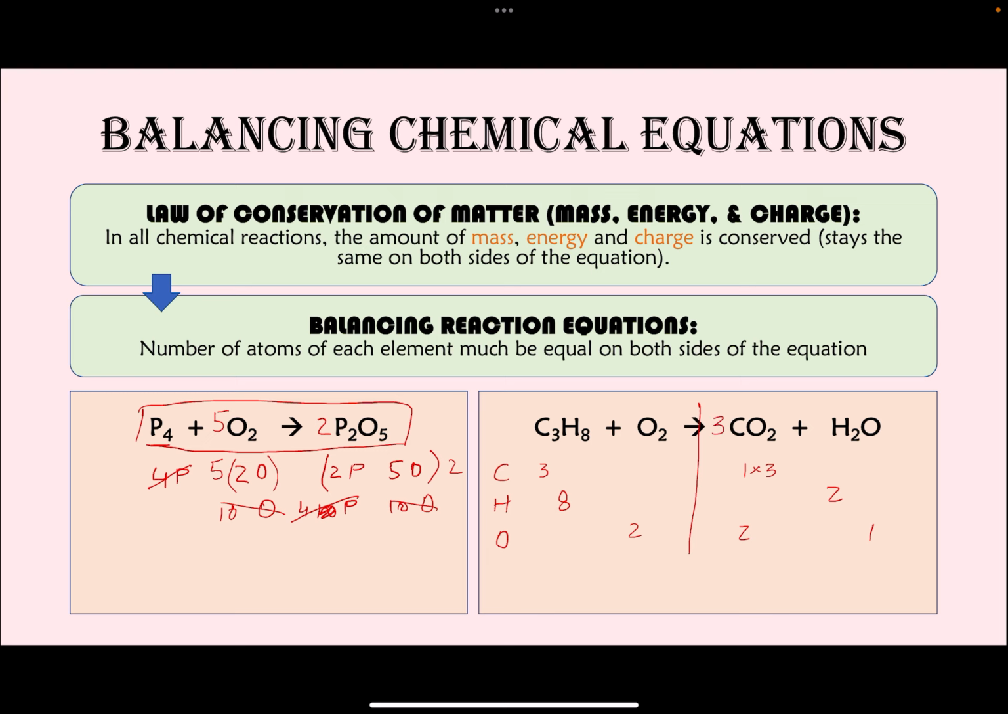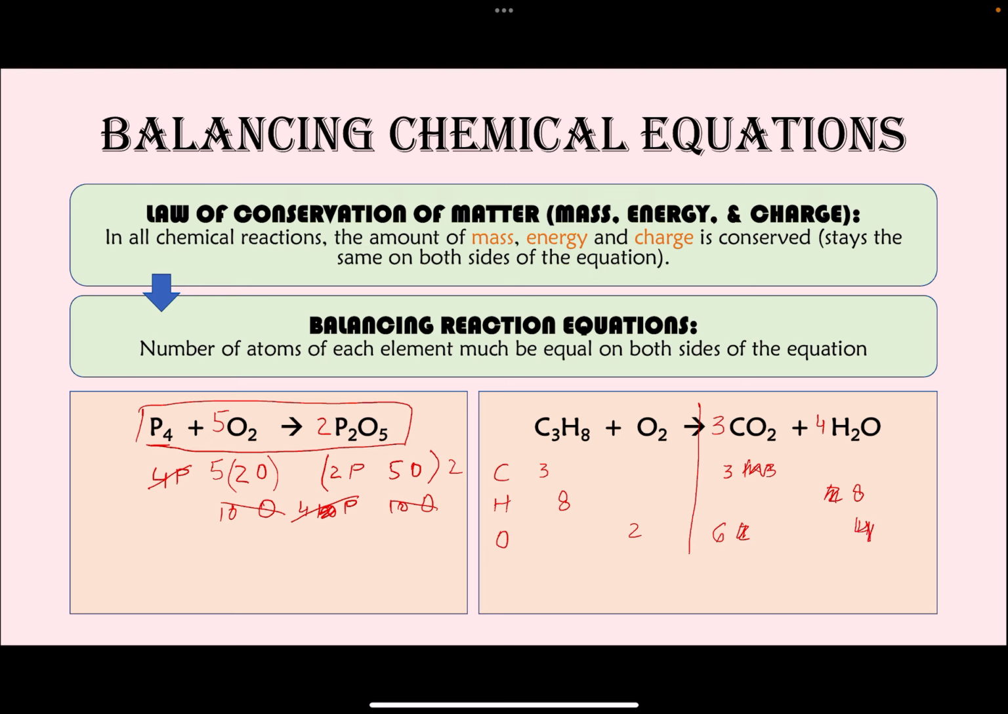So that gives me 3 carbons on the reactant side, and 3 times 2, that is 6 oxygens here. Okay, so now that carbon is balanced, let's look at your hydrogens next. We have 8 on the reactant side, we have 2 on the product side. So maybe multiply this with a 4 so that I have 8 hydrogens here, and we have 4 oxygens here.